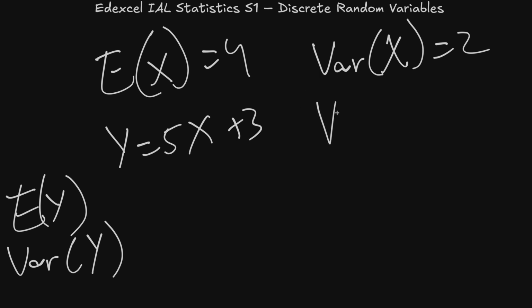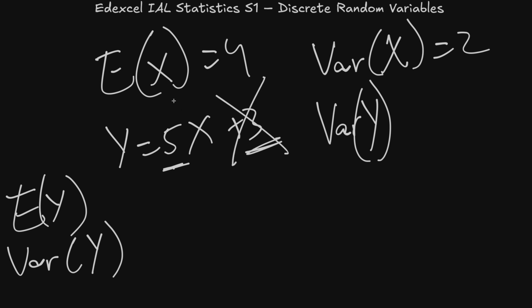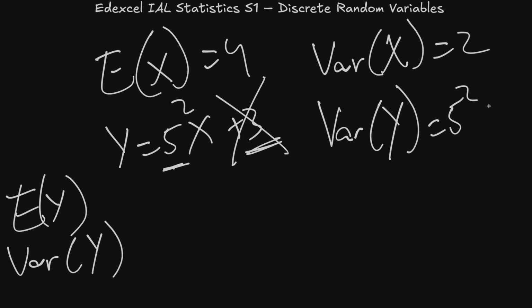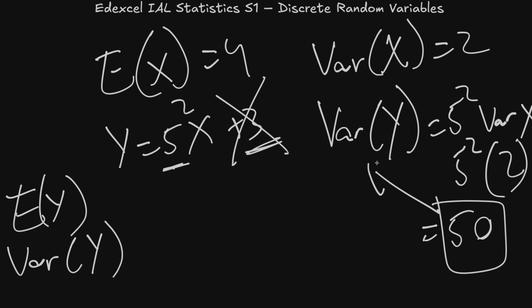Now when we want to calculate the variance of Y, we don't do the same thing as we did with the mean. We ignore the b and square the a. This is just something you need to keep in mind for the calculations of variance in transformations. We ignore the b and square the a. So the variance of Y is equal to 5 squared multiplied by the variance of X, which is basically 2 multiplied by 5 squared, which is equal to 50, which is the value of the variance of Y.